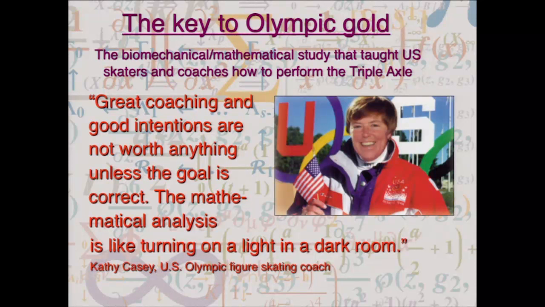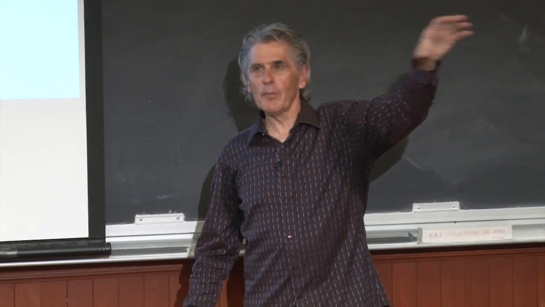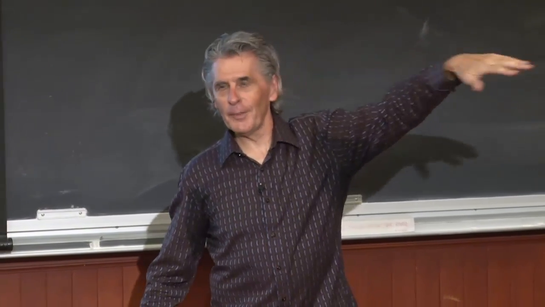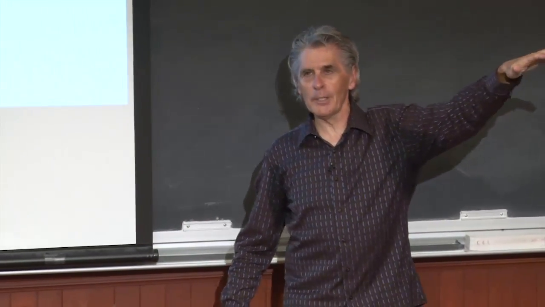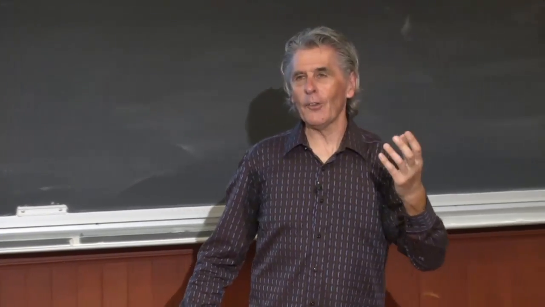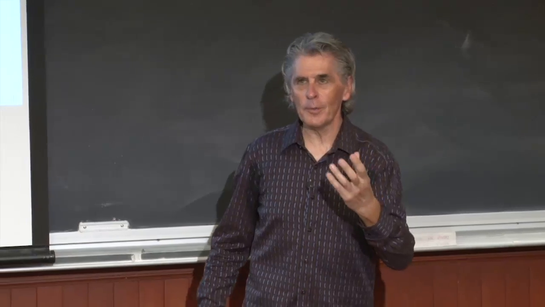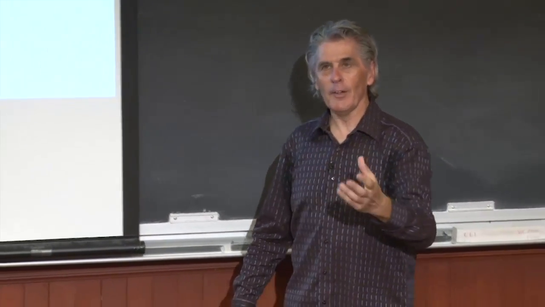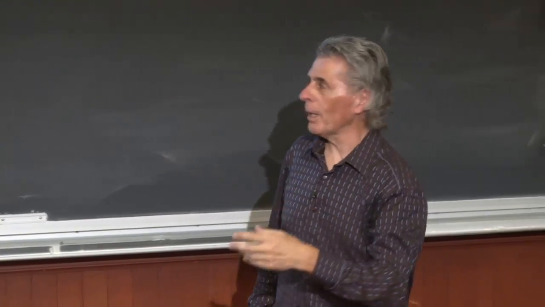Great coaching and good intentions are not worth anything unless the goal is correct. The mathematical analysis is like turning on a light in a dark room. This is reflecting the fact that at the highest levels of athletics, the people who go for gold medals in the Olympics, you're at a level of performance where everyone's within a fraction of a percentile of equality. Everyone is really close in ability. They're fully trained, they have good diets, they have the right equipment. And the only edge you can get, you may be looking for half a percentage of performance. And mathematics can very often yield 1 or 2% if you apply it well.